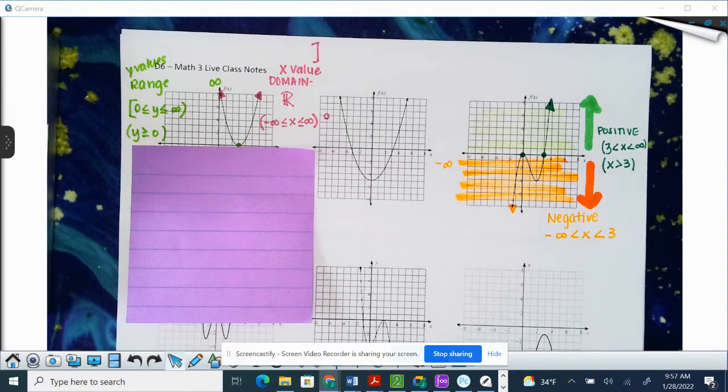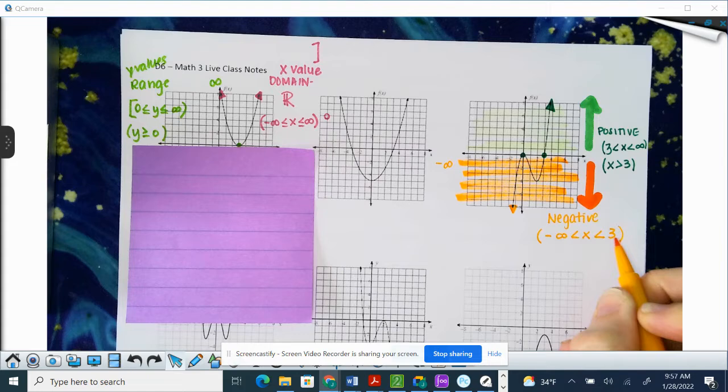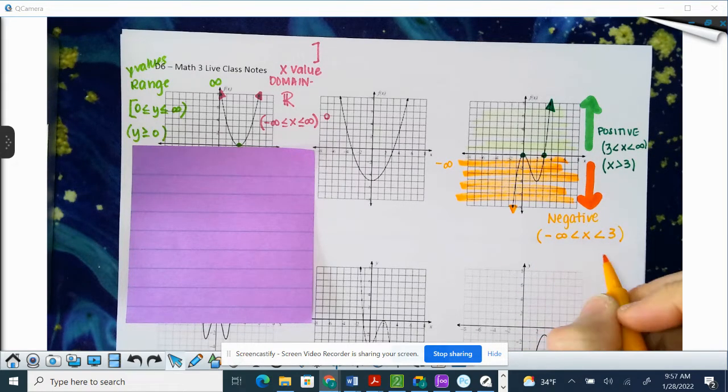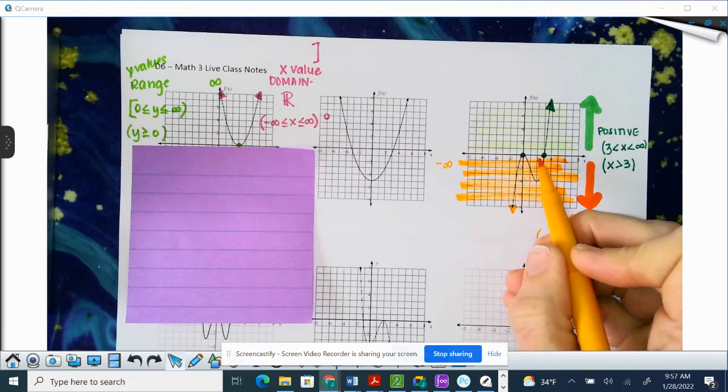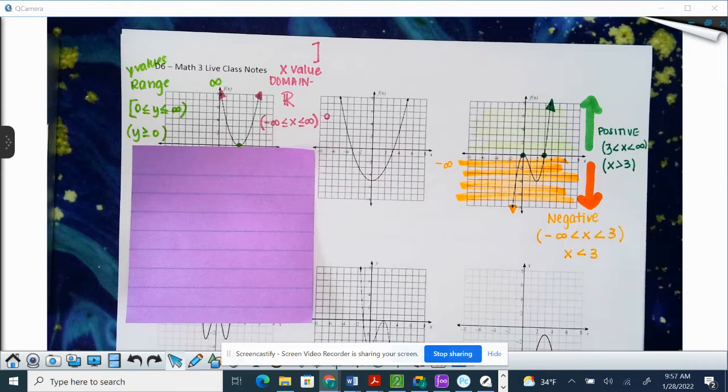So then that's it. It can be written in this form. And again, these are going to be parentheses because at 3, it is not actually positive or negative. It's at 0. Or you can write all values smaller than 3. So x is less than 3. It's not equal to, because again, at 3, it is not negative. It's 0 at 3.